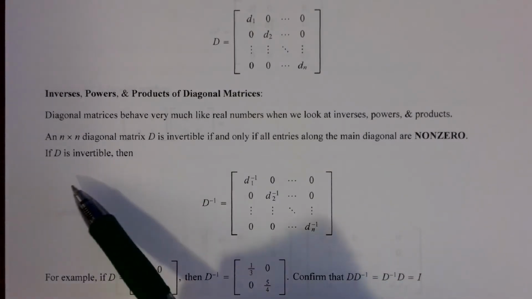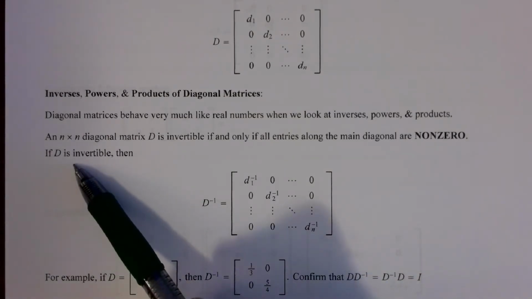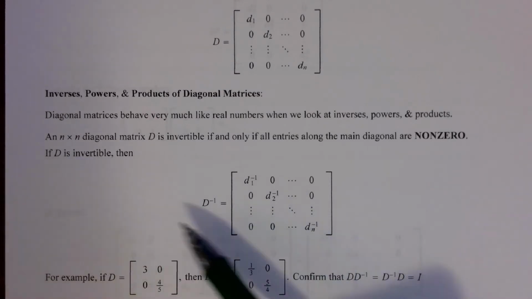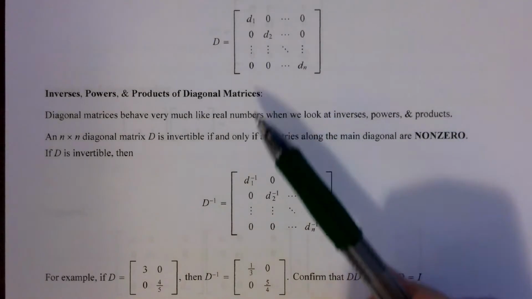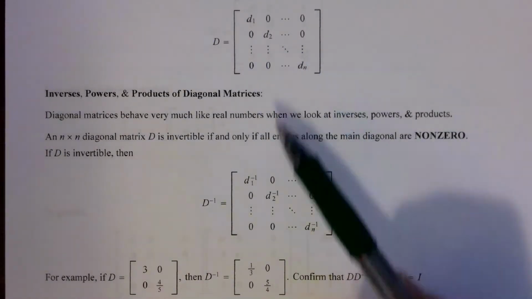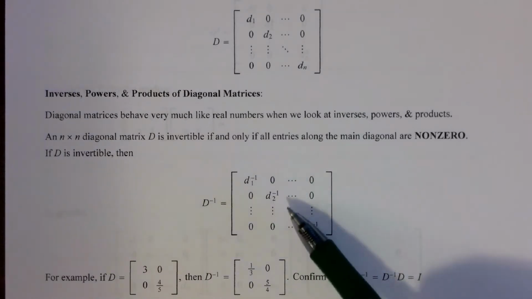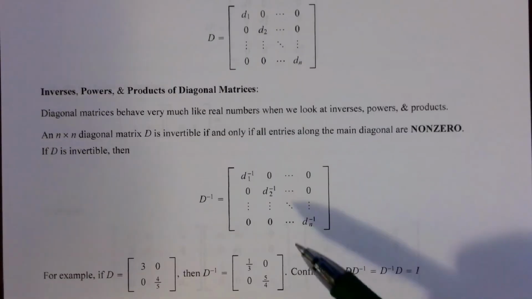If such a diagonal matrix is invertible, then its inverse is given here, which is simply what? The reciprocals of these main diagonal entries. So you see why it can't be 0 anywhere along the main diagonal, because if I take the reciprocal of 0, it's undefined.